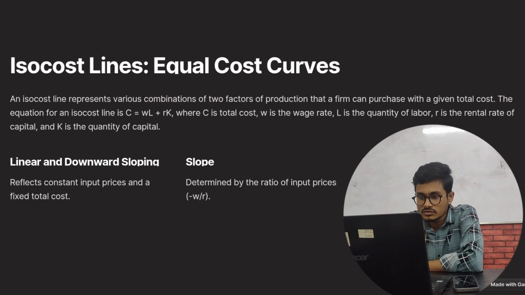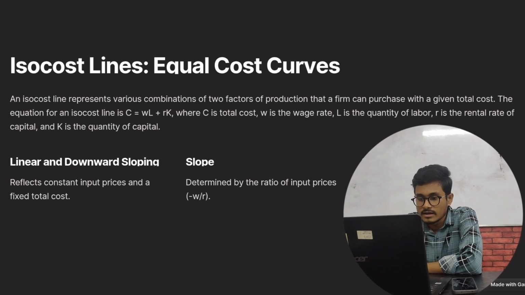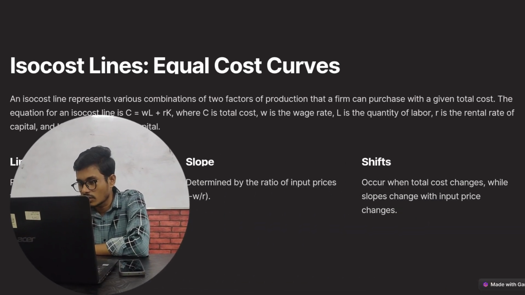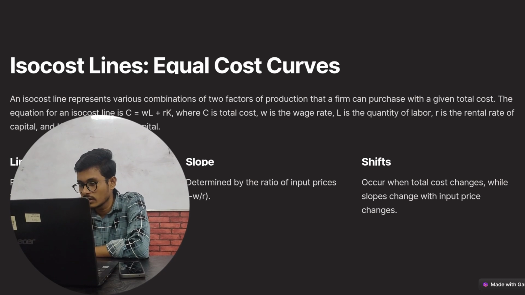The main characteristics of an iso-cost line are that it is linear and downward sloping. Linear and downward sloping reflects constant input prices and fixed total cost, and the slope is determined by the ratio of input prices. And the next point is that shifts occur when total cost changes, while the slope changes when input prices change.